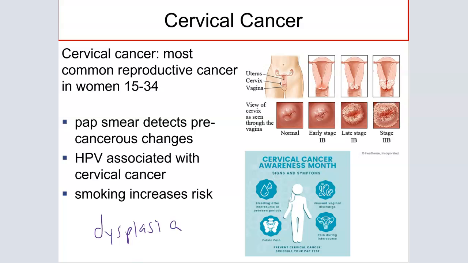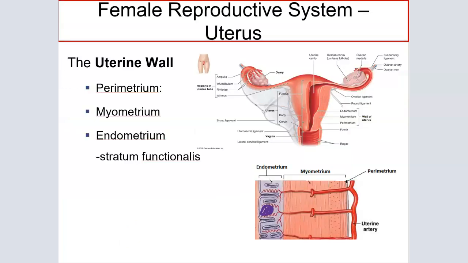If we look at the lining of the uterus, there's 3 layers to the uterus. There's the outer part, which is called the perimetrium. And then there's that really thick myometrium. That's all that smooth muscle. And the inside of it is endo, means within. That's the endometrium, the inner lining.